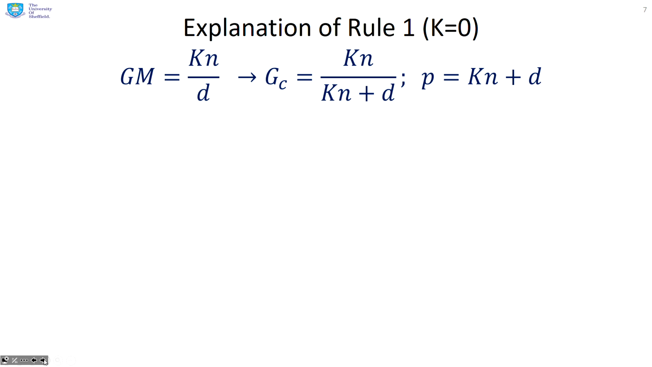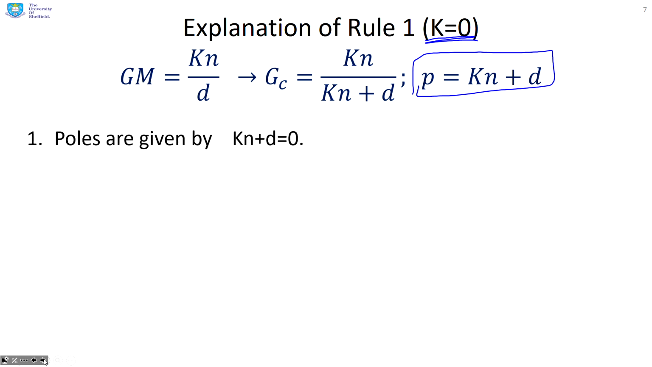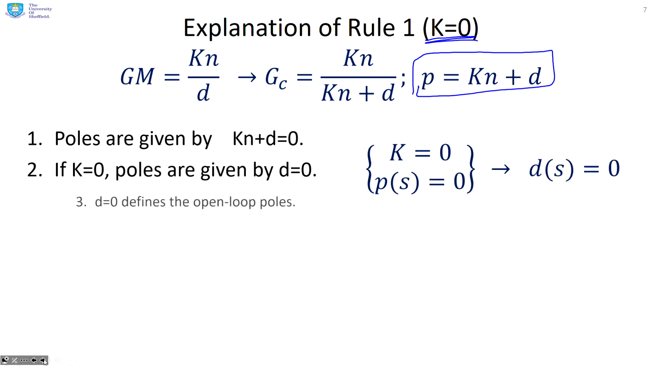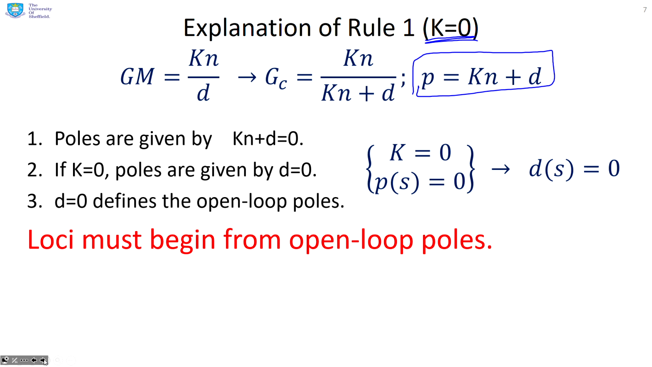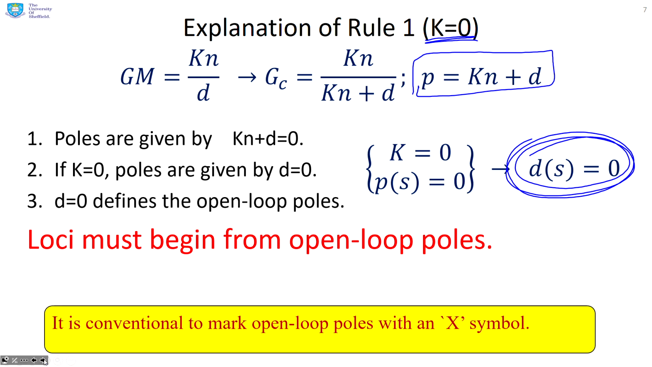So, rule 1. What happens when this parameter k goes to 0? You'll see I've written out the closed loop pole polynomial here. It's kn plus d. So what happens if k goes to 0? The poles are given by kn plus d equals 0. If k equals 0, then this reduces to solving d equals 0. So d is the open loop poles, and so you end up with this big conclusion: loci must begin from the open loop poles, because if k equals 0, your closed loop pole polynomial reduces to d equals 0. Now, it's conventional to mark open loop poles with a cross symbol.